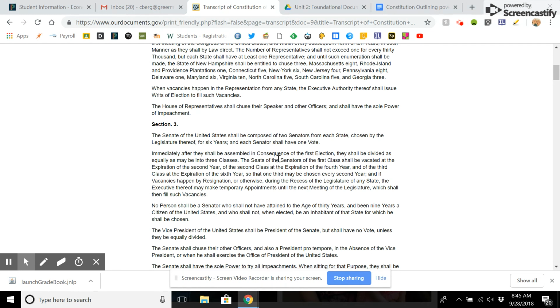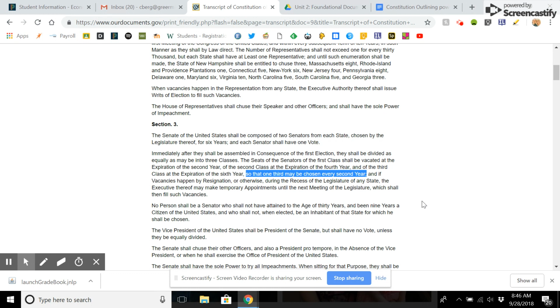Well, it says here, the seats of the senators in the first class shall be vacated of the second year. They shall be divided as equally into three classes. The seats of the senators of the first class shall be vacated in the second year. The second class of senators are expired in the fourth year, and the third class at the expiring of the sixth year. And then here's the key. You ready for it? So that 1/3 may be chosen every second year. Right there. That's the key.